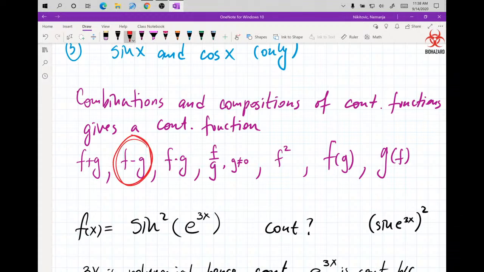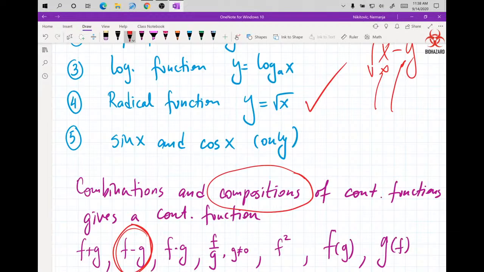I combine two continuous functions with the minus. I still get a continuous function. And it also says that function composition is continuous. Now look at it. Don't you have a function composition of two polynomials stuffed into the square root? So that's a function composition. So when you put all of these concepts together, you will say polynomials are continuous.